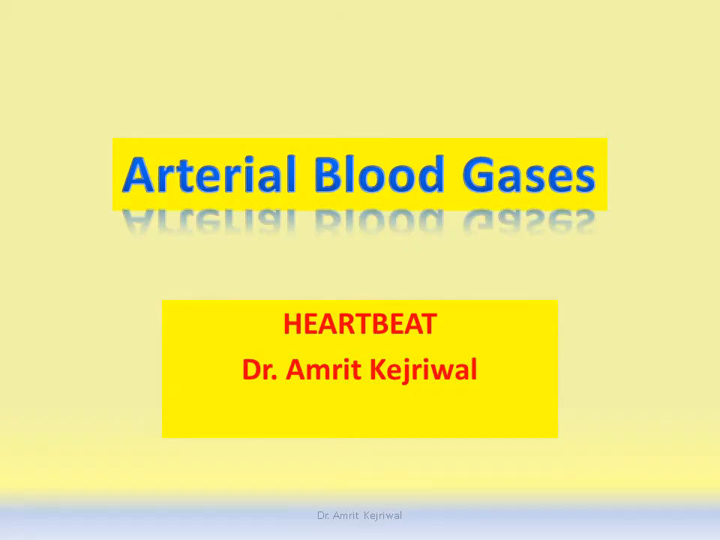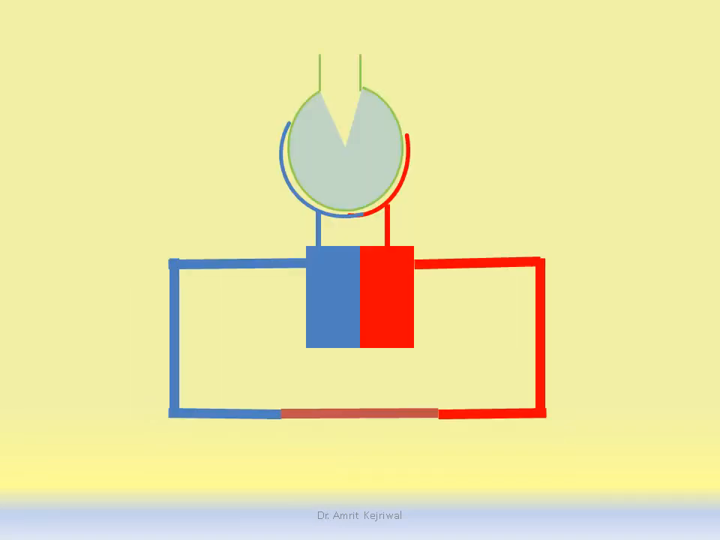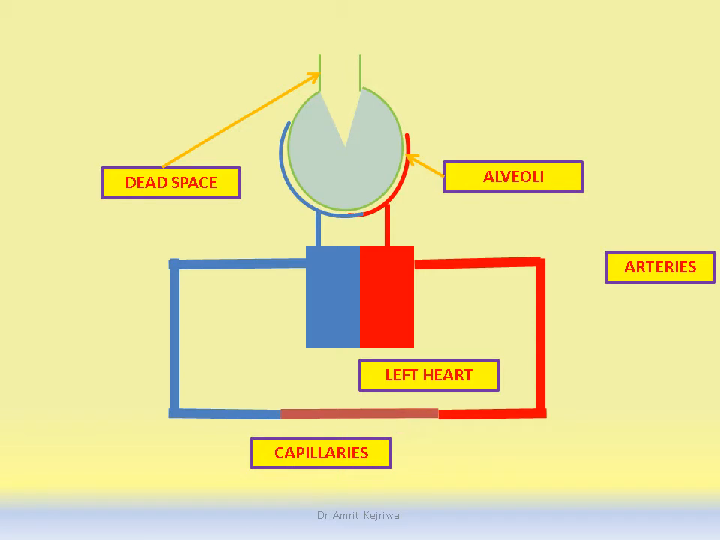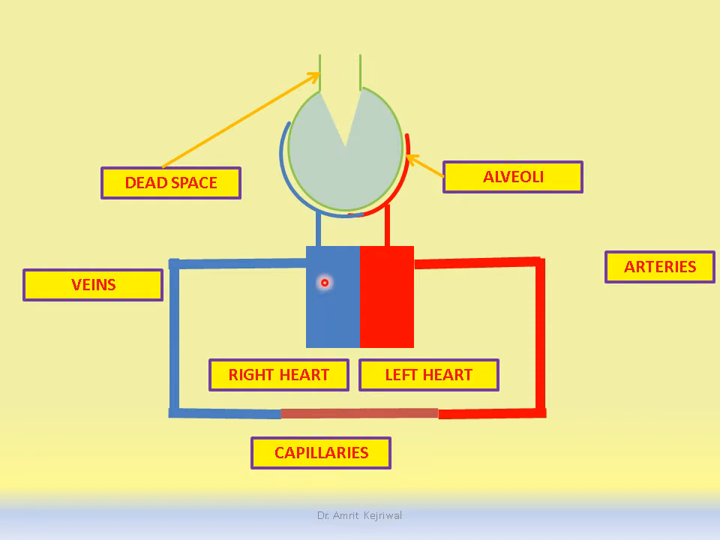Today we learn something about arterial blood gases. Channel's name is Heartbeat. My name is Dr. Kejriwal. Now this is just a model of the circulation simplified with the alveolus. So this is the dead space where no gaseous exchange occurs. This is the alveoli showing the arterial and venous circulation. This red block shows the left side of the heart, and here's the arteries, capillaries, veins, and the right side of the heart is represented by this blue block.